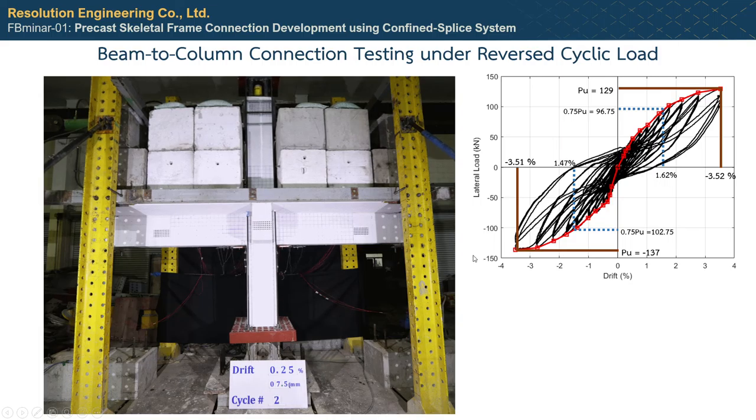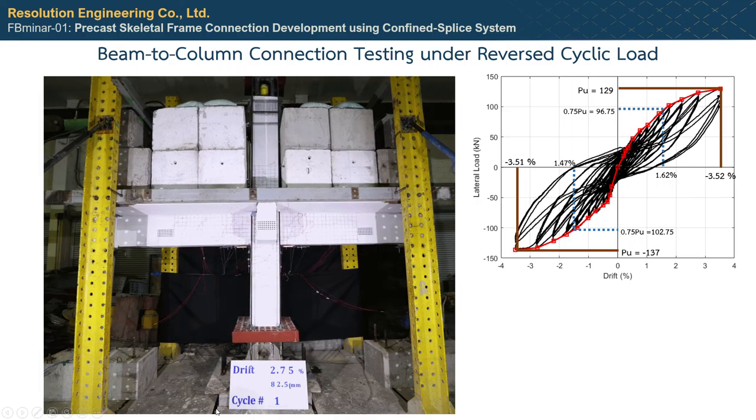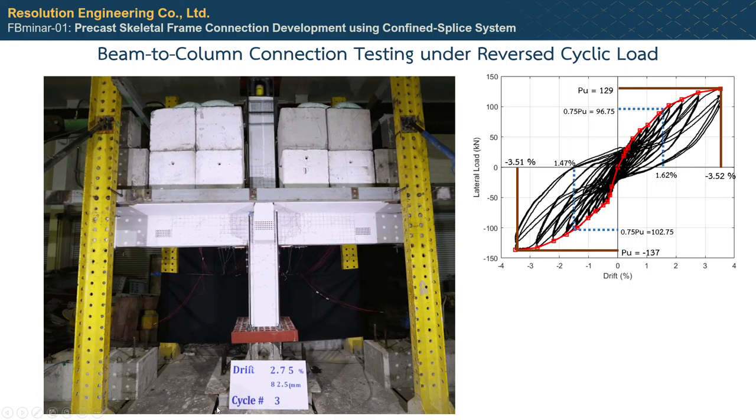3.5% drift. And if we subtract the foundation sliding out, now it's not sliding yet. 1% is not sliding. 1.4% is not sliding. 1.75%... noticeable sliding comes at 2%, and the sliding is about, say, plus or minus 10 millimeters in each direction.